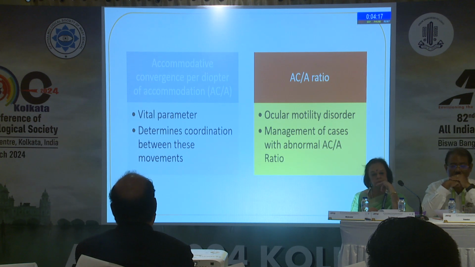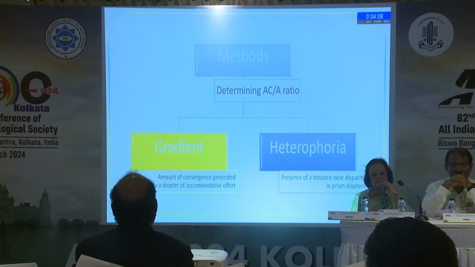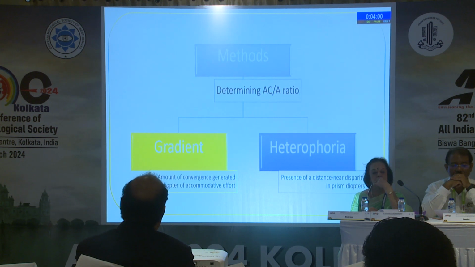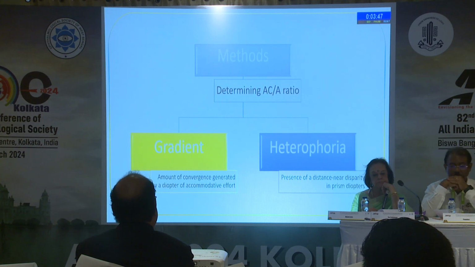AC by A ratio helps in determining the ocular motility disorder and to manage cases with abnormal AC by A ratio. So AC by A ratio is determined by the following methods: gradient and heterophoria method. Gradient method, which is more of a theoretical method, measures the amount of convergence generated by diopter of accommodative effort. Heterophoria method, which is more of a clinical method, determines the presence of distant near disparity in prism diopters.